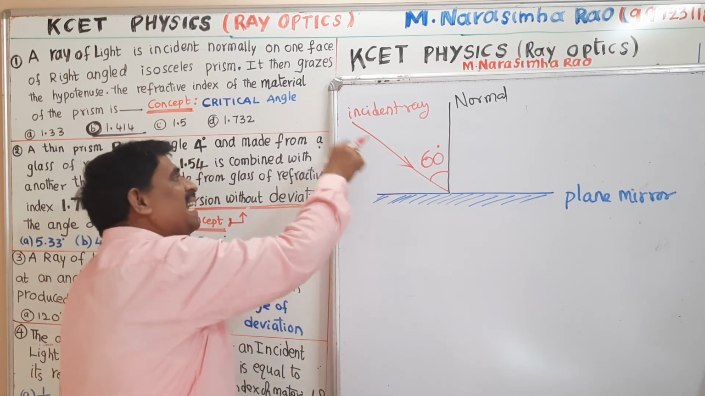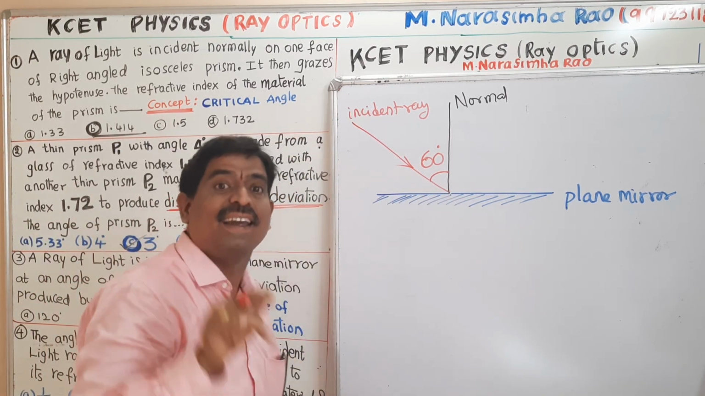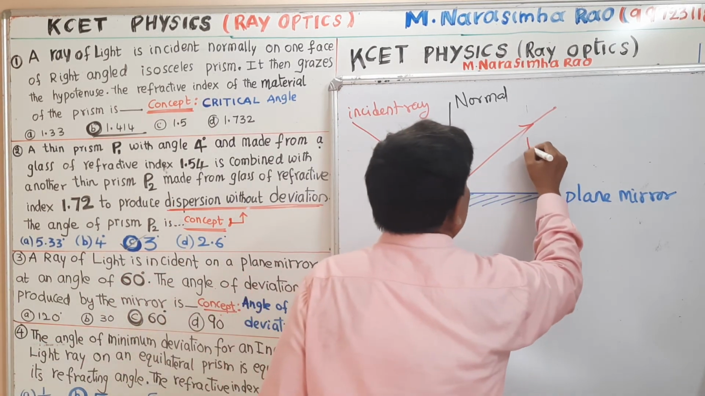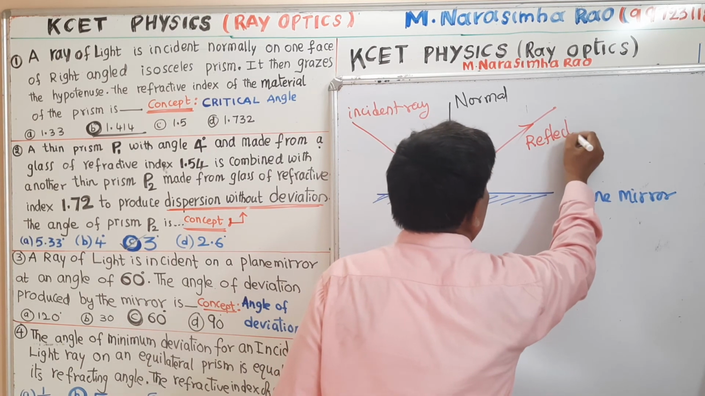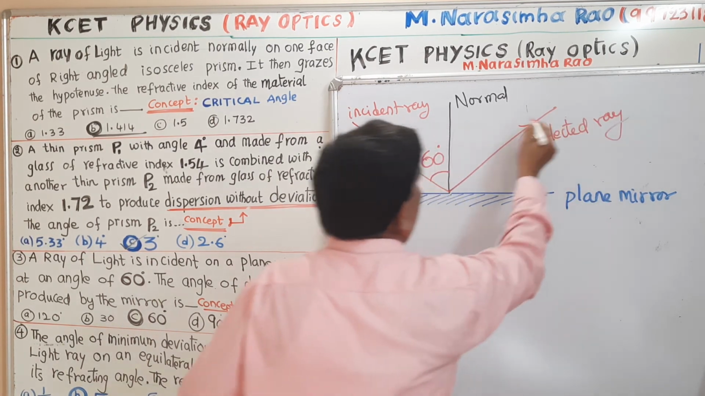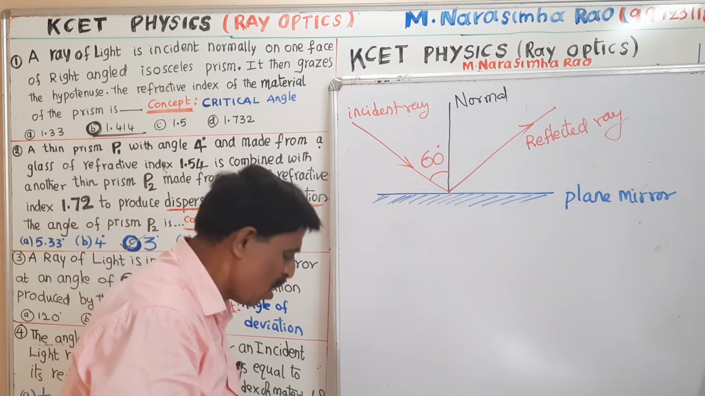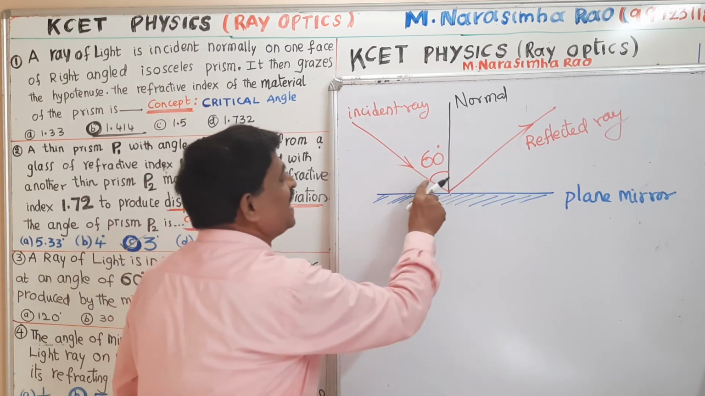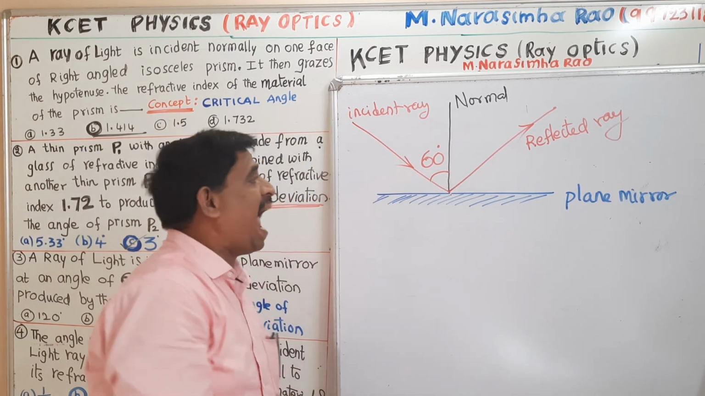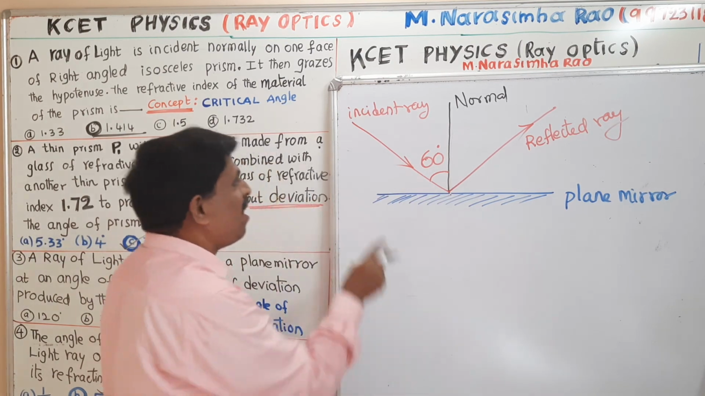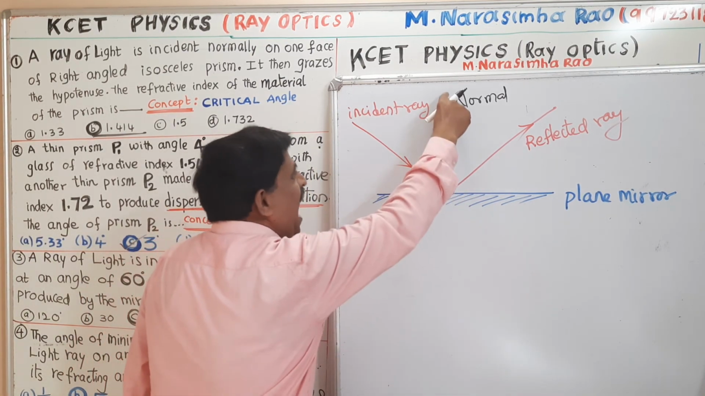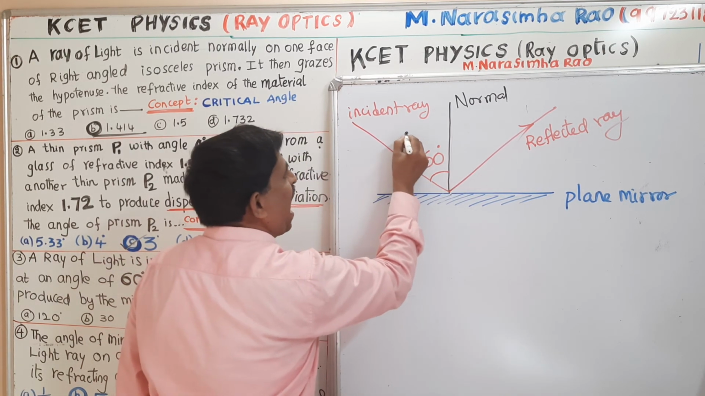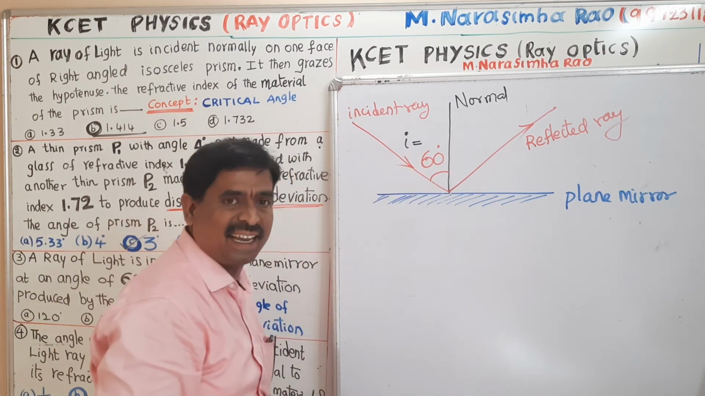When the light ray is incident on the plane mirror, reflection of light takes place immediately. This is the reflected ray. You know very well, here the angle of incidence is 60 degrees. The angle between the incident light ray and the normal, we call the angle of incidence. The angle of incidence is 60 degrees.